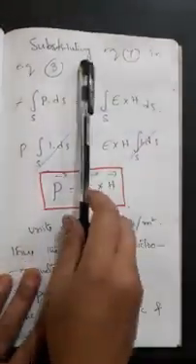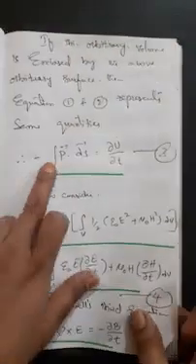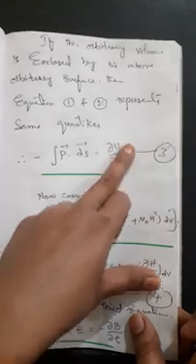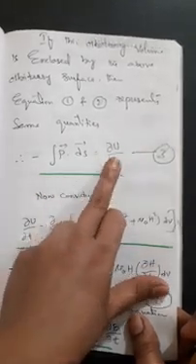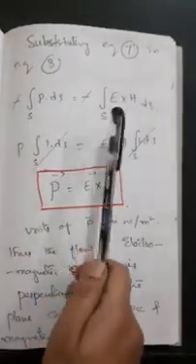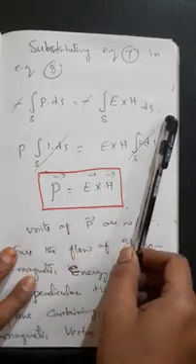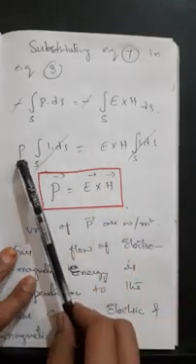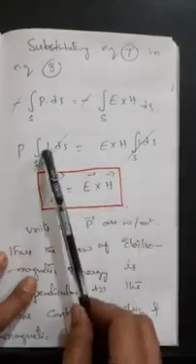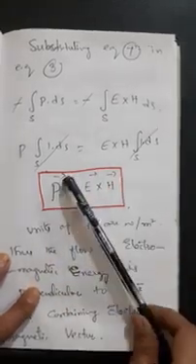Now substituting the value of equation 7 in equation number 3. What is equation number 3? Minus integration of P dot dS is equal to ∂U/∂t. We got the value for ∂U/∂t, so we substitute it in equation number 3. Then we get minus of integration P dot dS equal to minus of integration E cross H dot dS. The dot dS gets cancelled, and we get P is equal to E cross H.